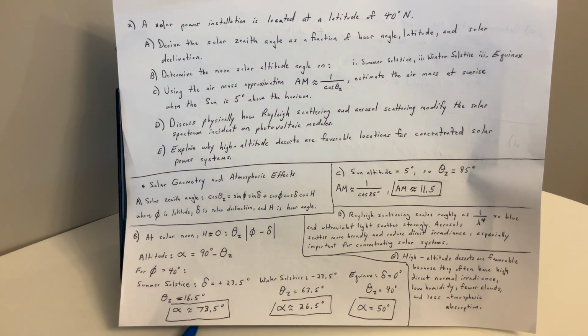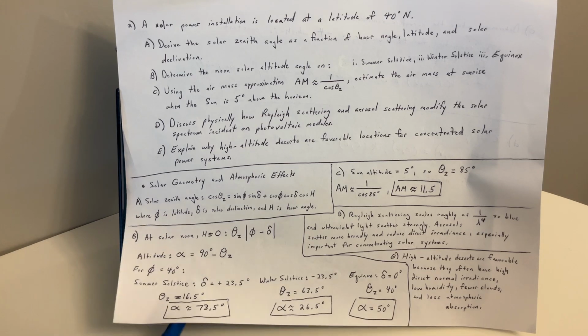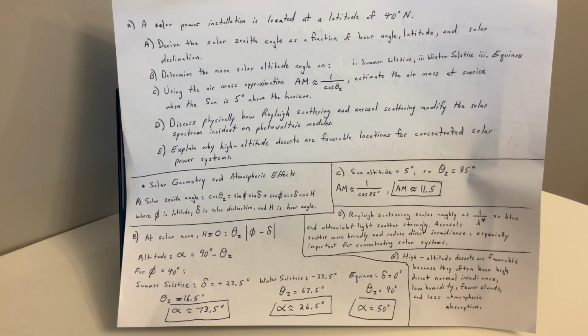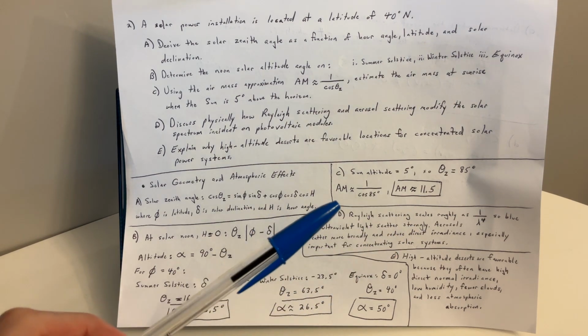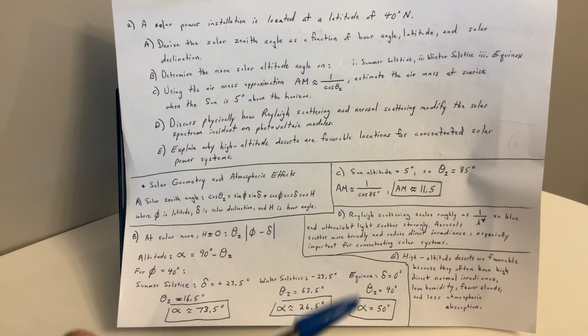Part C, using the air mass approximation, AM is approximately 1 over cosine theta sub z. Estimate the air mass at sunrise when the sun is 5 degrees above the horizon. Okay, so sun altitude 5 degrees, so theta sub z is 85. So AM is approximately 1 over cosine 85. AM is about 11.5. Okay.